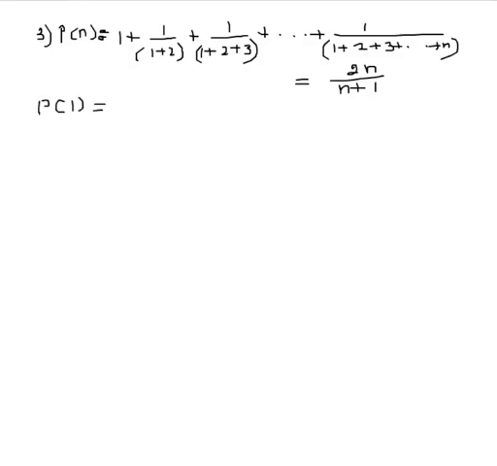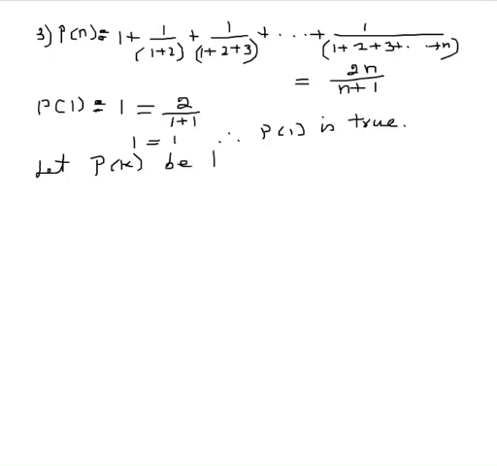P of 1 statement will have only the first term, 1. Now n is 1 on the other side, so 2 into 1 divided by 1 plus 1. We get 1 is equal to 1. Therefore, we can conclude that P of 1 is true. The basic step is true. Now we assume, in induction step, that P of k is true.